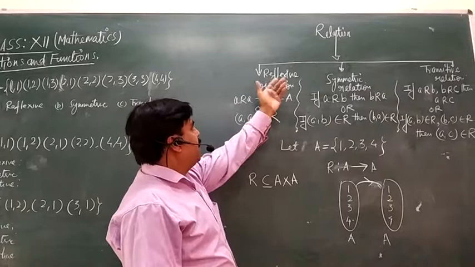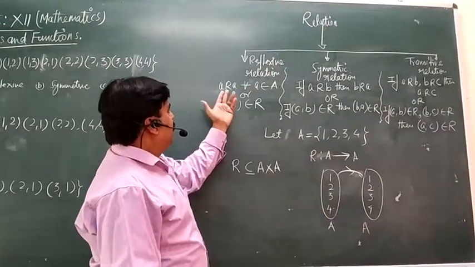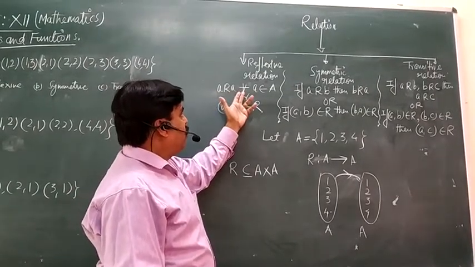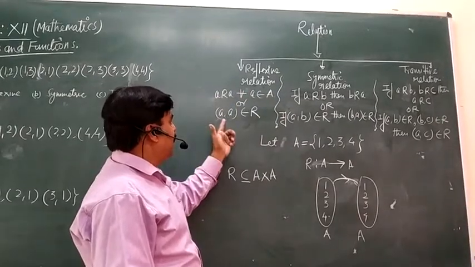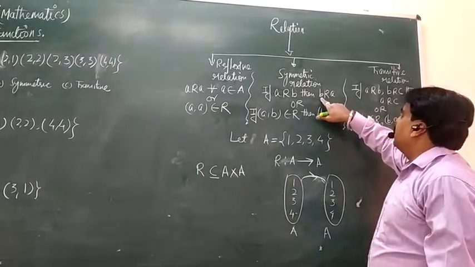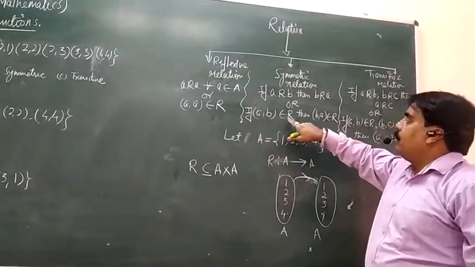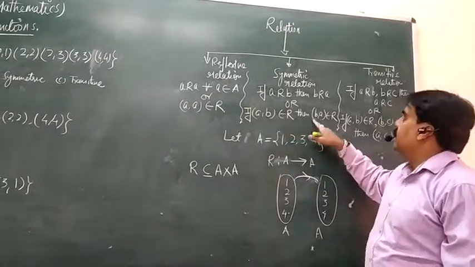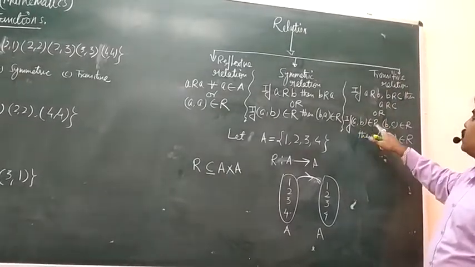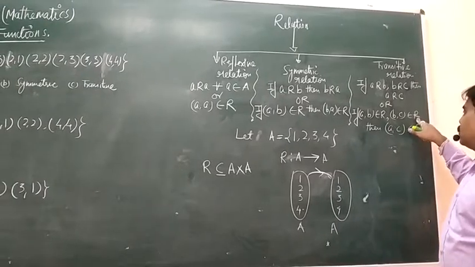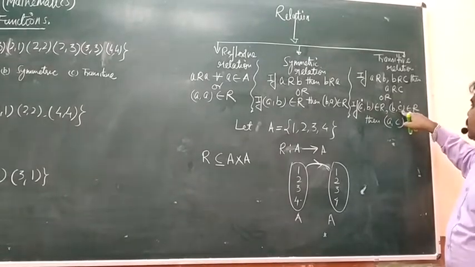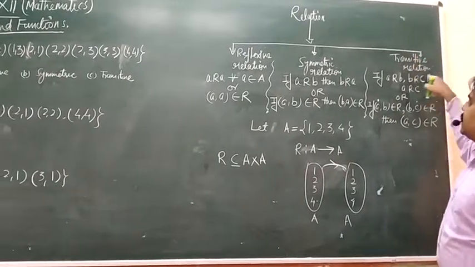So to refresh your memory, a reflexive relation is one where a has a relation with itself: (a, a) belongs to R for all a belonging to capital A, meaning all the elements should be there. In symmetric, if (a, b) belongs to R, then (b, a) must also belong to R. Or you can say if (a, b) belongs to R, then if we interchange, that ordered pair must also belong to R. In transitive, if (a, b) belongs to R and (b, c) belongs to R, then (a, c), with the first component of the first ordered pair and the second component of the second ordered pair, must also belong to R. Then you can say that the relation is transitive.